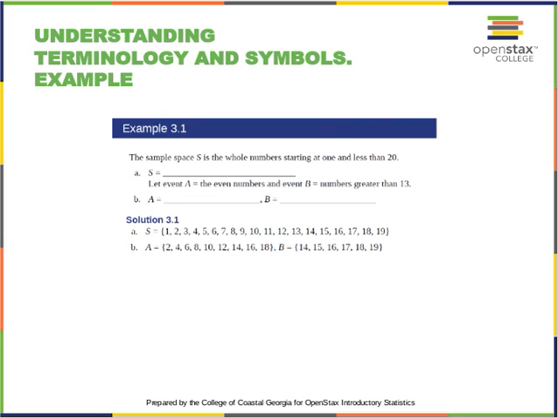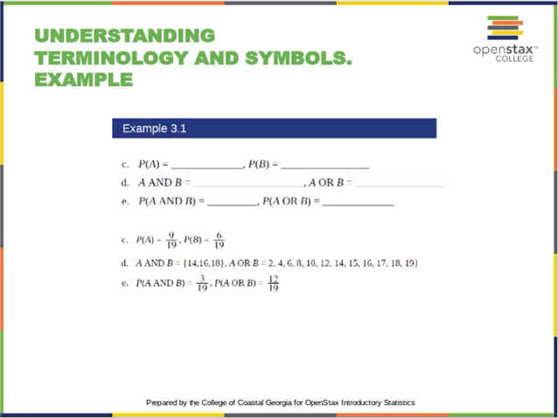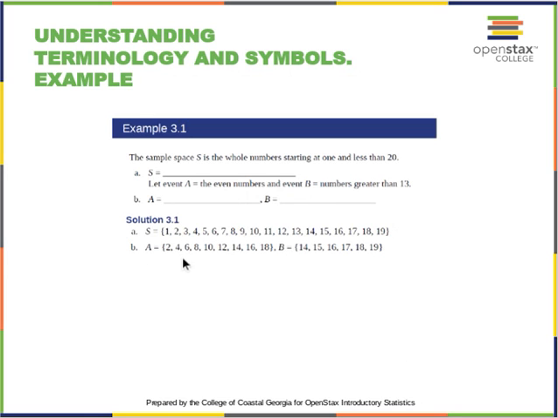Then it says let A be the event that we have even numbers, and B the numbers greater than 13. And as we see, A is equal to 2 through 18, even, and B is equal to 14, 15, 16, 17, 18, and 19. Next it says probability of A and probability of B. Well, probability of A is 9 over 19, right? There are 9 total numbers in here and 19 total possible outcomes. 9 over 19, assuming that each one has an equal probability.